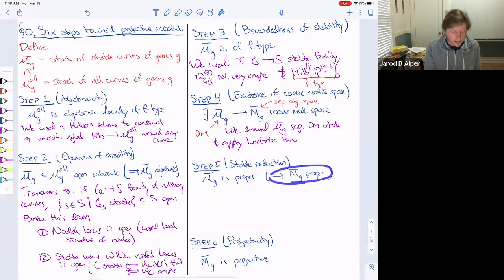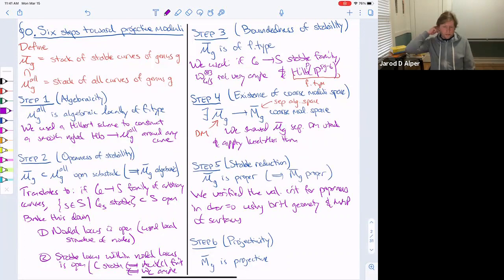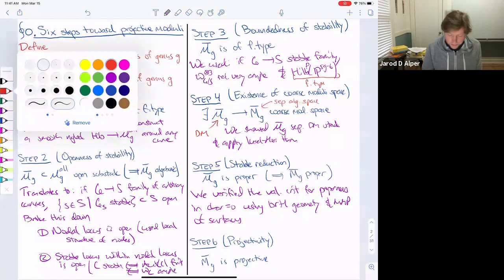And the way we showed this, just to remind you, is we verified the valuative criterion for properness. And we just did it in characteristic zero, and it required using some results in birational geometry and the minimal model program for surfaces. And the final step, which is today, is the projectivity. MG bar is a projective scheme, a projective variety. And this is today.